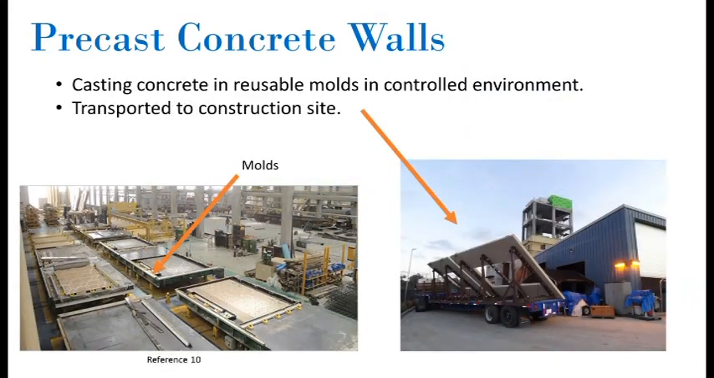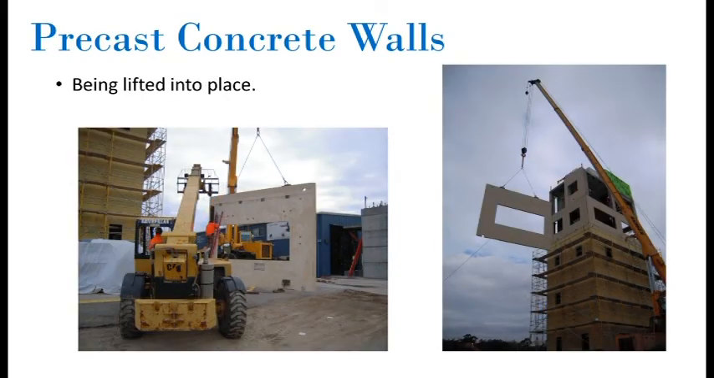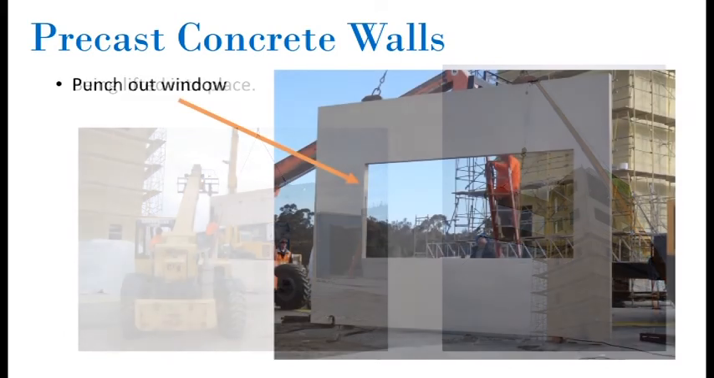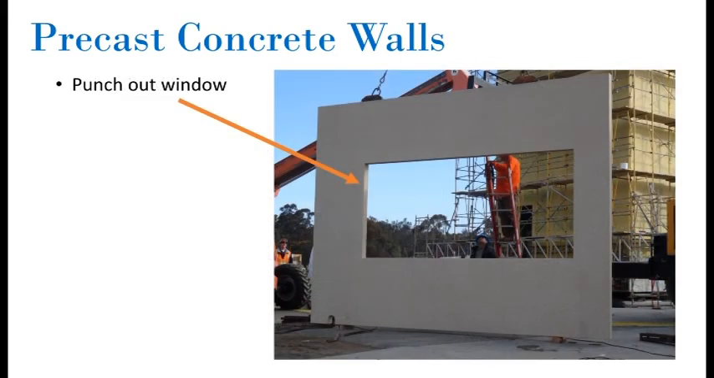Precast concrete is essentially the process of casting concrete in a reusable mold in a controlled environment and then transporting the prefabricated components to the construction site to be lifted into place. In this case, the walls were made out of precast concrete off-site with desired dimensions and then brought on-site to be fitted to the structure.